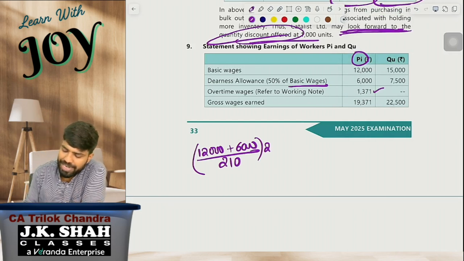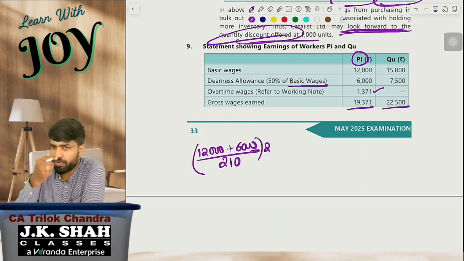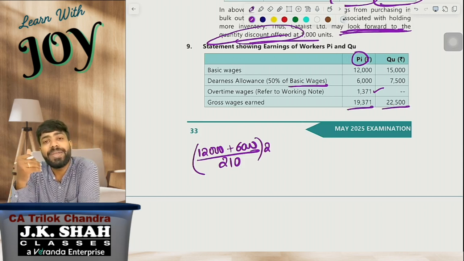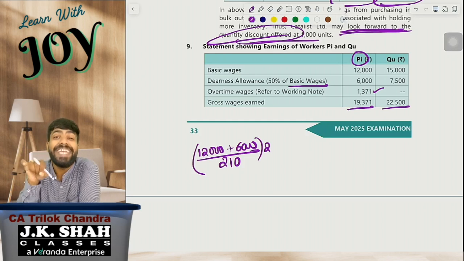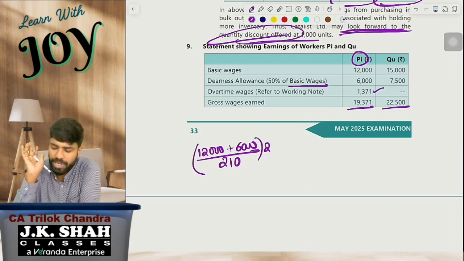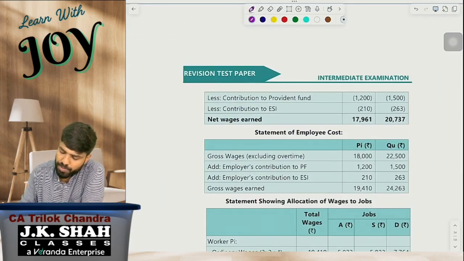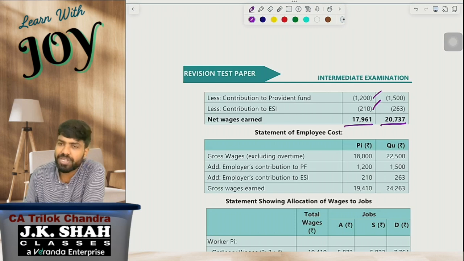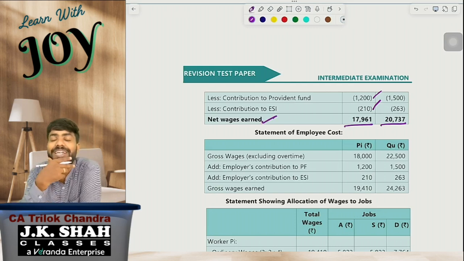Clear? Now, total earnings 19,371 and 22,500, minus PF and ESI of the employee, we will get net earnings. No TDS information, no PT information, no need to consider that. Whatever information is provided in the question, accordingly we are going to present the solution. Okay, now look here. Contribution to PF is 10% of basic, and here it is 1.75% of basic. If we exclude both, we get 17,961 and 20,737. This is the net wages earned.